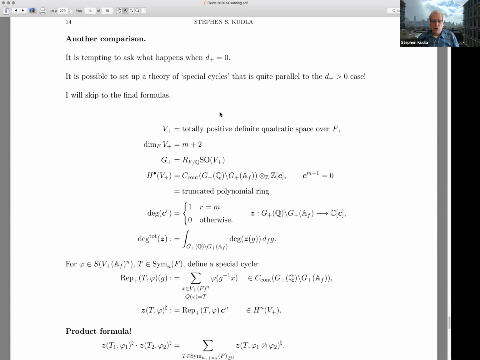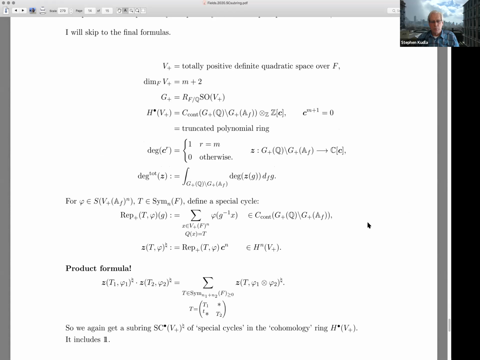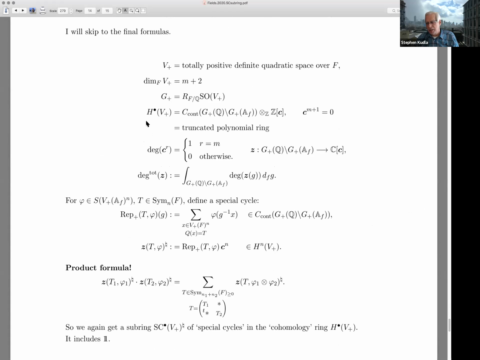I'm assuming now that the V plus is a totally positive definite space, and I'm going to compare it with a space where the D plus is even. So I take a totally positive definite space, and there's no such thing as cohomology, there's no geometric Shimura variety, but I define this thing with a dot here to be the following. I take a truncated polynomial ring, so I take Z with a variable C, but C to the M plus 1 is equal to 0, okay?